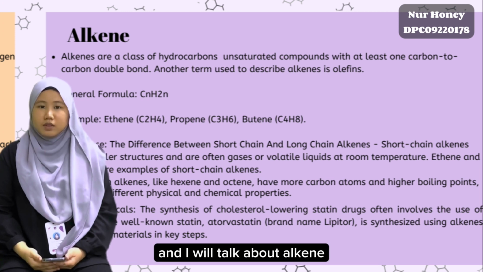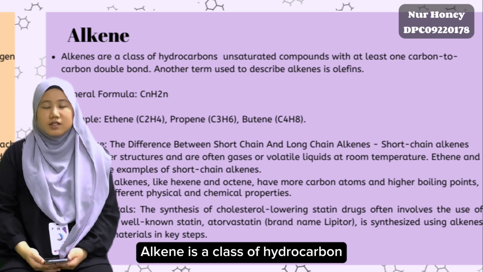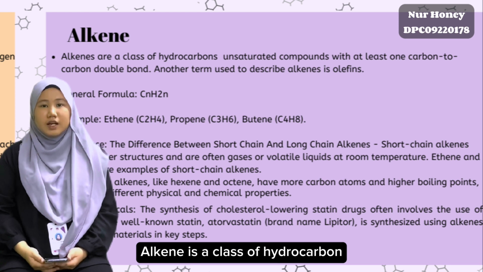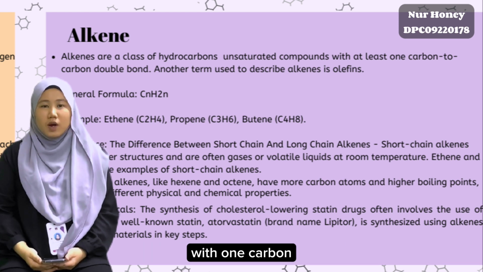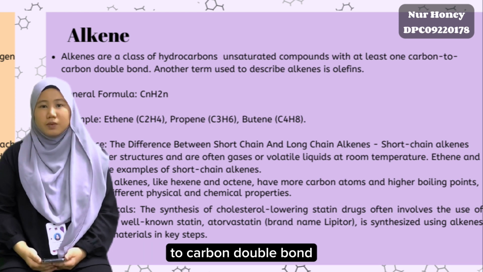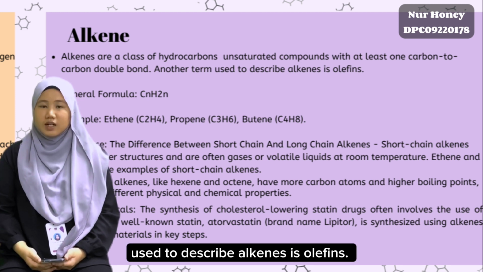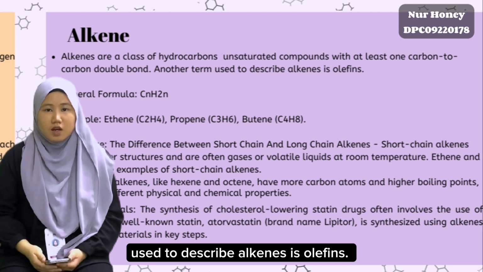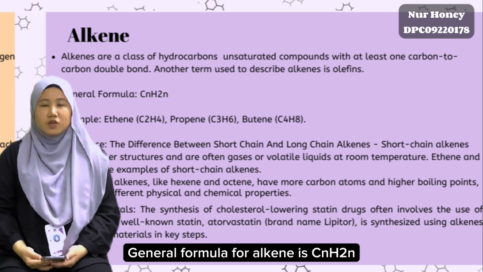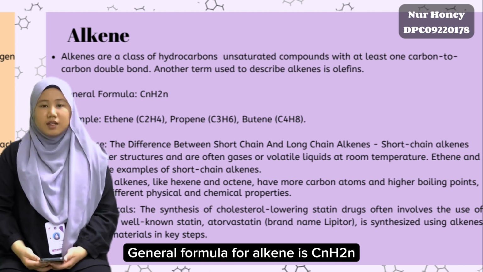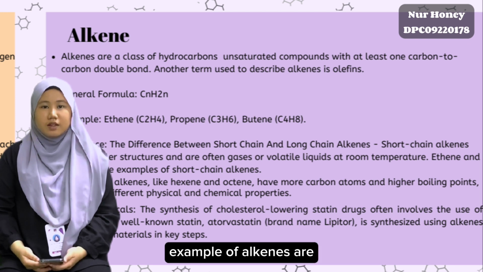And I will talk about alkene. Alkene is a class of hydrocarbon, an unsaturated compound with one carbon-to-carbon double bond. Another term used to describe alkene is olefins. The general formula for alkene is CnH2n.